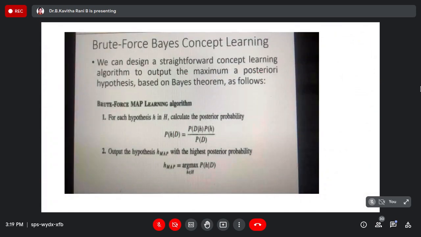So next is brute force based concept learning. Why are we using the brute force method? Why is it applied with the Bayes theorem, to concept learning?